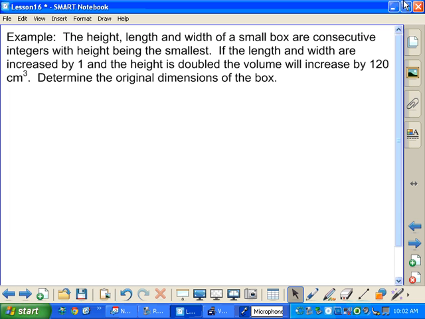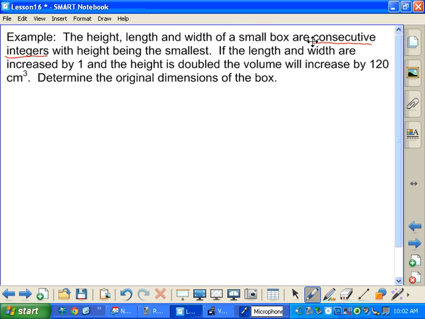All right, our final example with applications of polynomials. It says the height, length, and width of a small box are consecutive integers. So this is going back to your grade 9 skills here. Consecutive integers are, first of all, numbers without decimals, and they're consecutive. So 1, 2, 3, for example, 4, 5, 6. And the height is going to be the smallest number. If the length and width are increased by 1, and the height is doubled, the volume will increase by 120 centimeters cubed. Determine the original dimensions of the box.